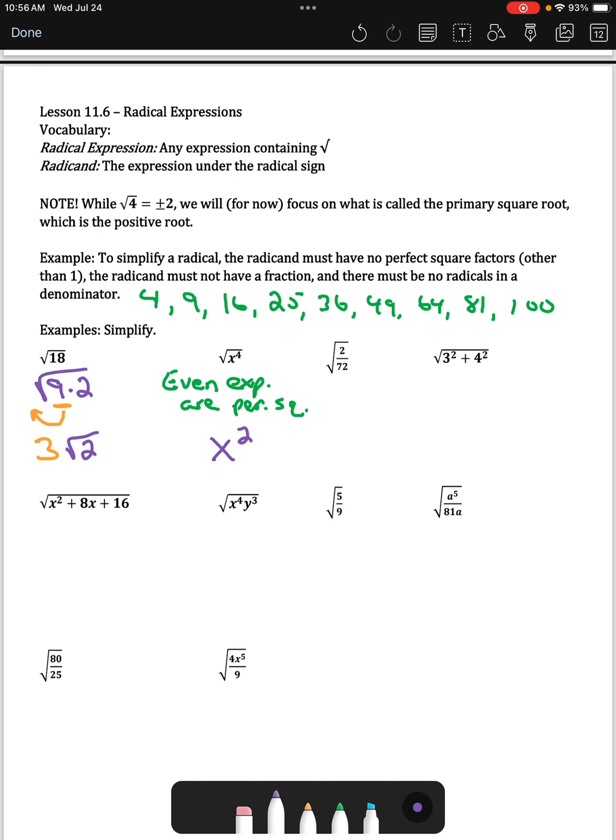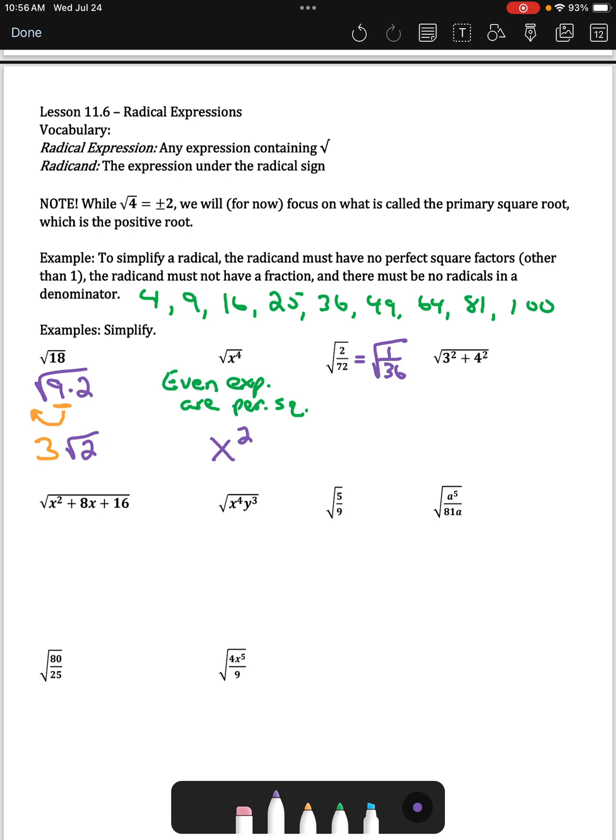But that fraction does simplify. Both 2 and 72 are even, so we can begin this problem by cutting both in half. Half of 2 is 1, and half of 72 is 36.